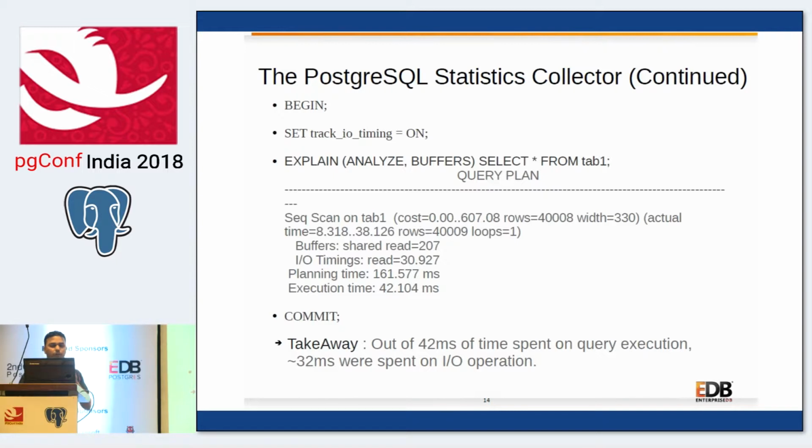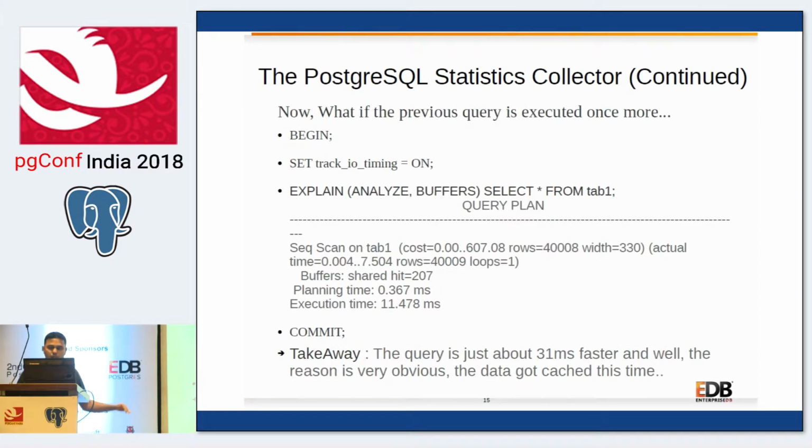But you can only get the details of this IO timing by enabling the track IO timing parameter. So I just ran the same query once again, but this time you can see there is no IO timing involved, because since I'm running the same query once again, the data got cached completely, so no IO timing at all.